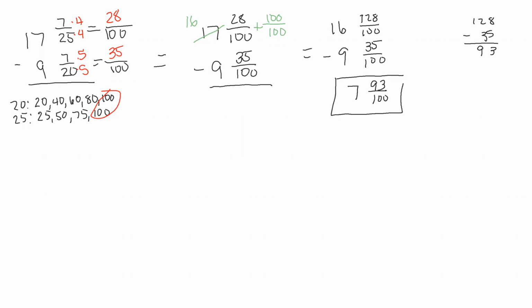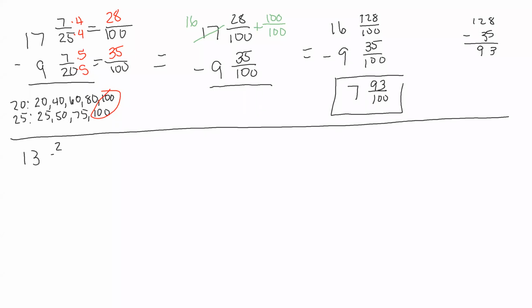All right. So just keep rewriting the problem. Do a step, kind of clean it up. Do a step, clean it up, and it's not that bad at all. Let's do one more. Keep track of the ones I've done. How about this one? 13 and 2/15 minus 7 and 2/9.